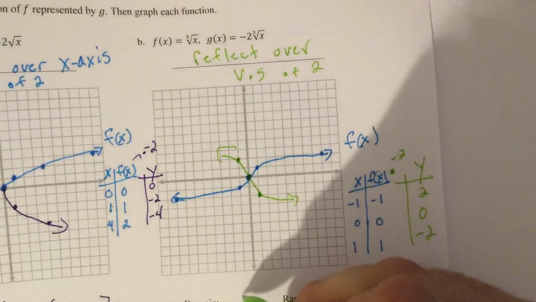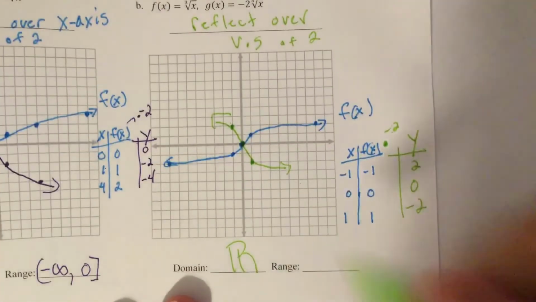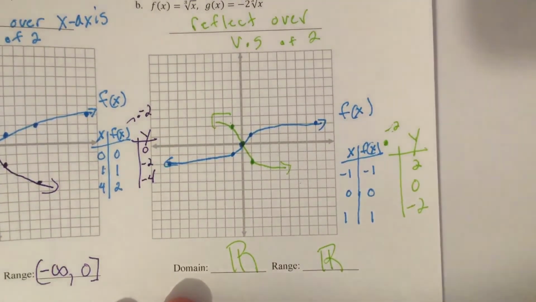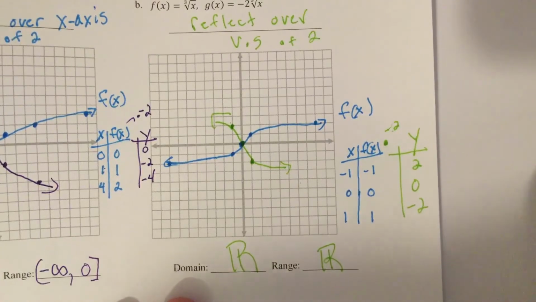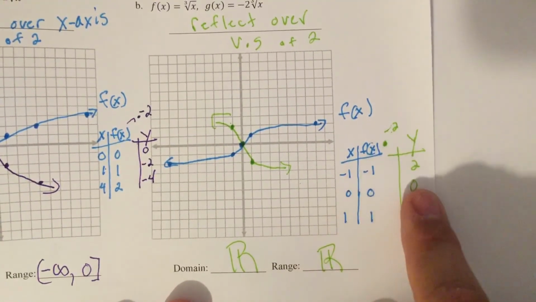Your domain stays the same, all real numbers, because it's going from left to right. Your range is all real numbers because it's going from bottom to top. Real simple, real easy. Again, pause when you need to. Make sure you use the table of your parent function and then do your transformation.